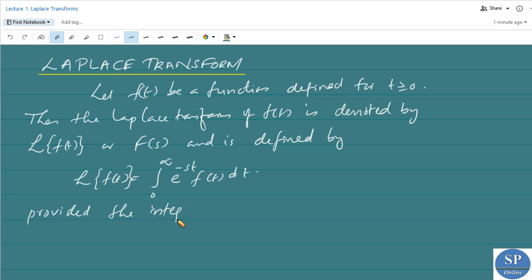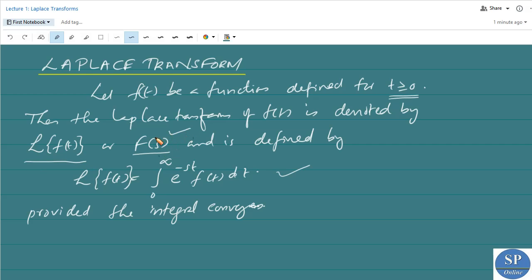Provided the integral converges. Okay, so this is the definition of Laplace transform. So let f of t be a function defined for all t greater than or equal to 0. Then the Laplace transform of this function is this integral, provided this integral converges. The Laplace transform of f of t is denoted by L of f of t or F of s.